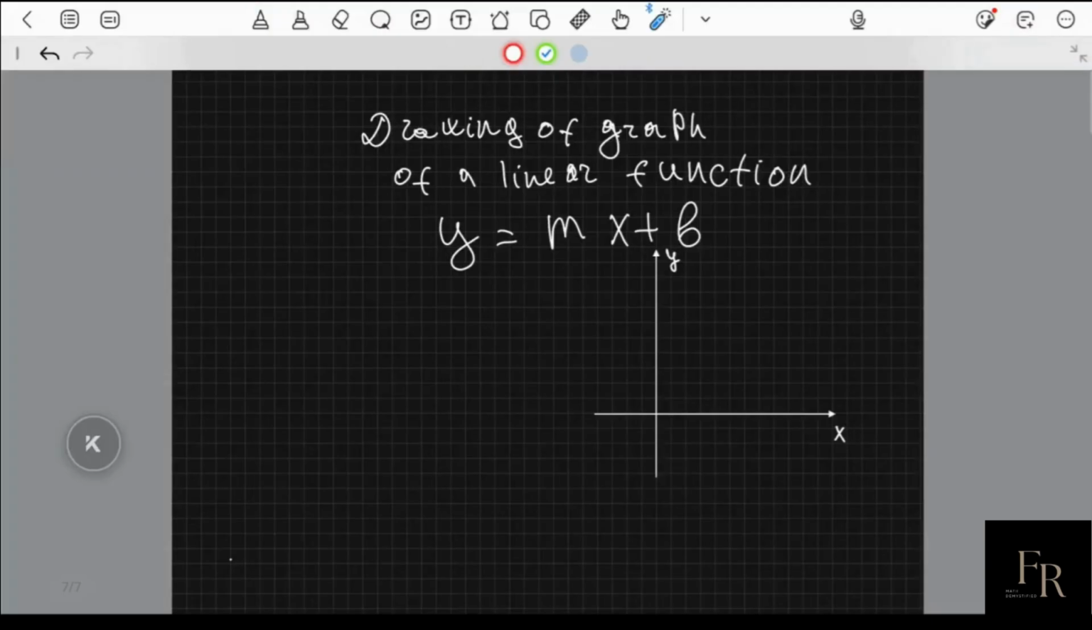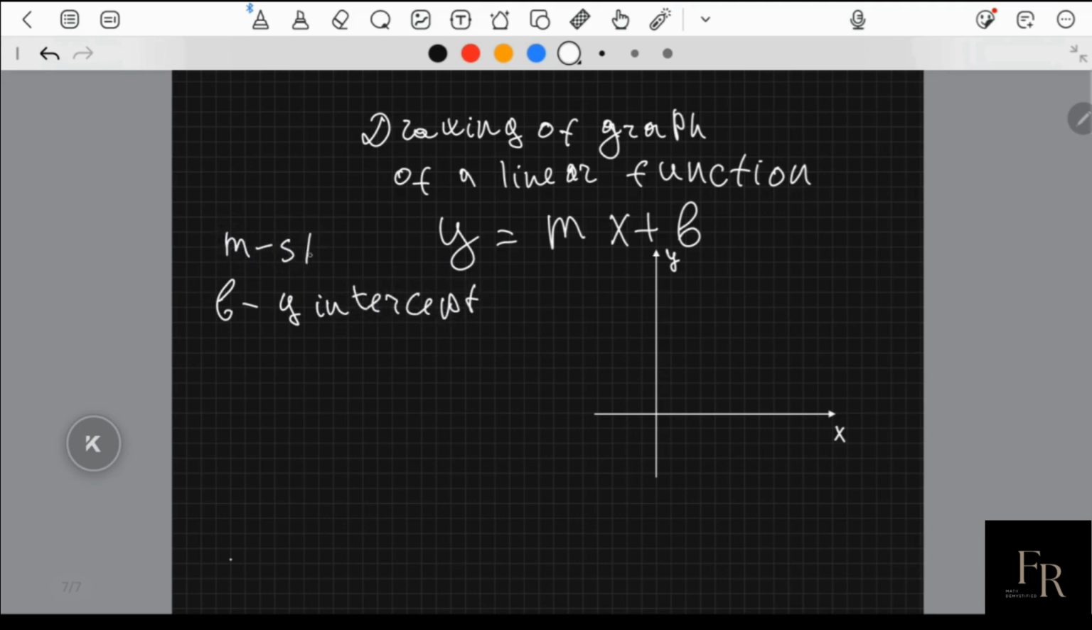Class, we are going to talk about the linear function graph, which is represented by this formula. In this formula, b is called the y-intercept, and m is called the slope. Why is b called the y-intercept? Because whenever you give an x value of 0, then y becomes simply b.